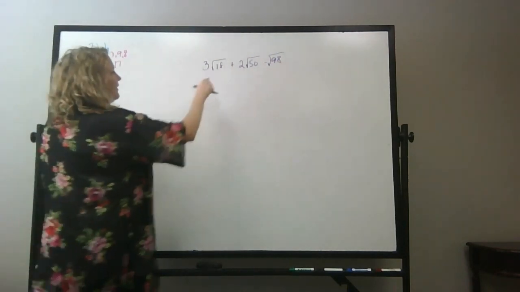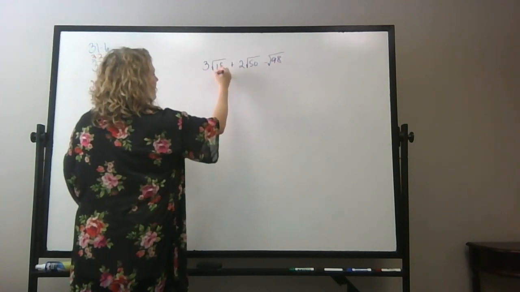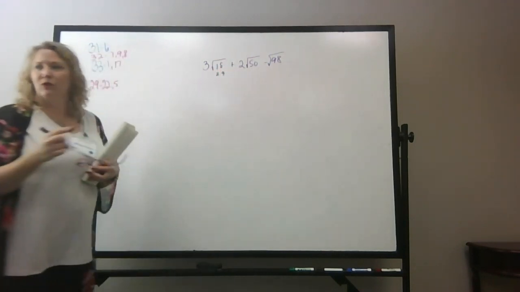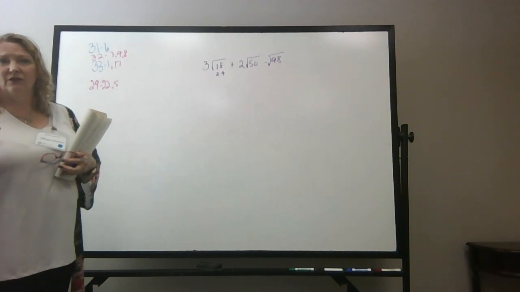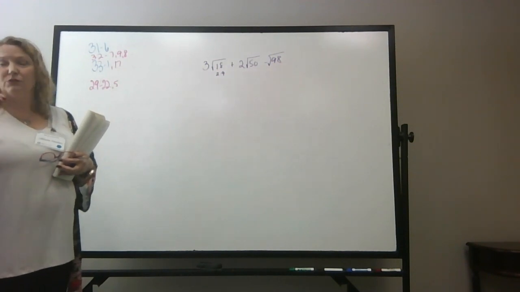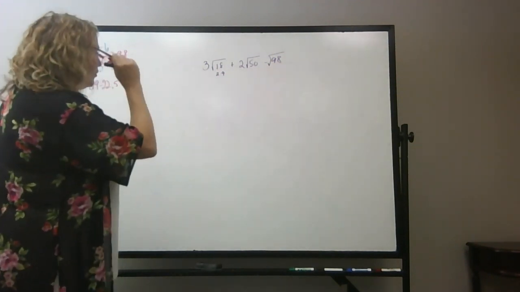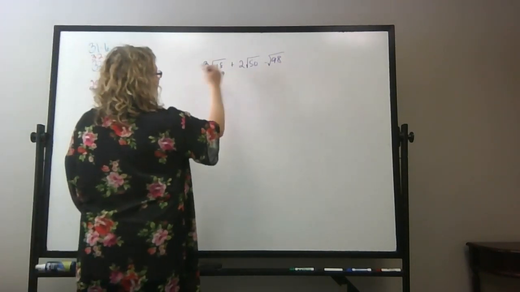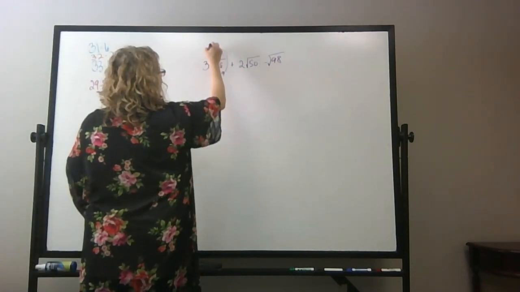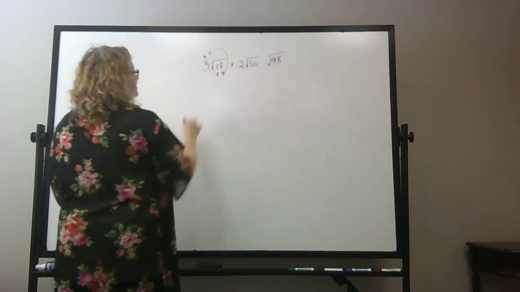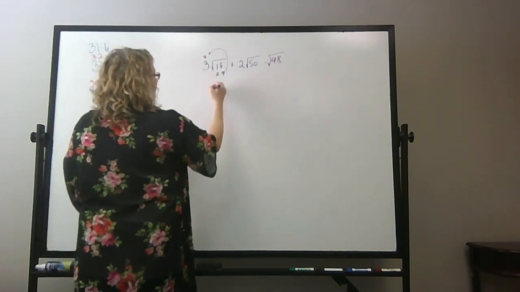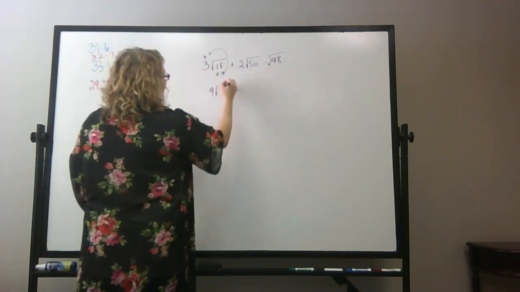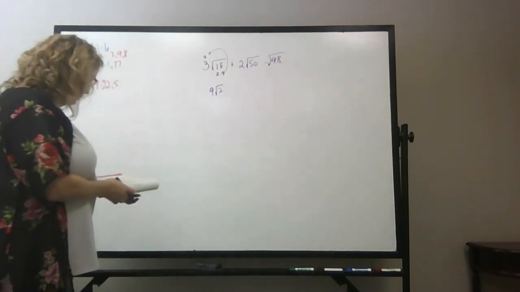So thinking about the fact that the 18 is 2 times 9, right? And what's the square root of 9? 3, right? Because 9 is 3 times 3. So I'm going to be able to pull a 3 out of there. This 9 is going to come out as a 3, which I'll multiply by that 3, and I'm left with the 2. So here I wind up with 9 square root of 2.